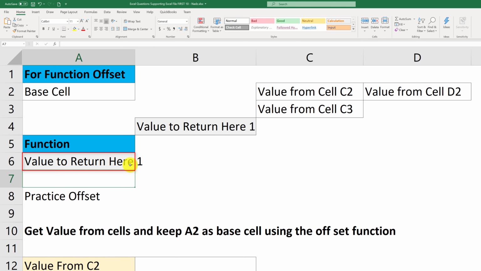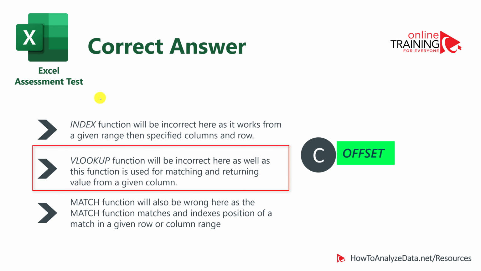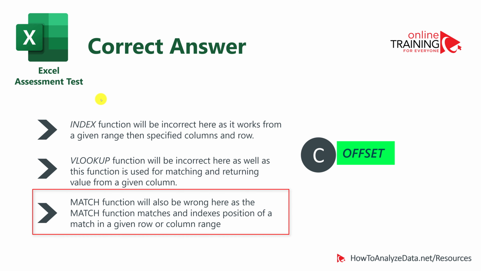Going back to our original question, you see that choice C is OFFSET, which is the correct choice here. And you can see that the INDEX function is not correct. The VLOOKUP function is also not correct, and the MATCH function would be incorrect as well because it returns the position of a match in a given row or column range. I'm pretty sure you got this one right.